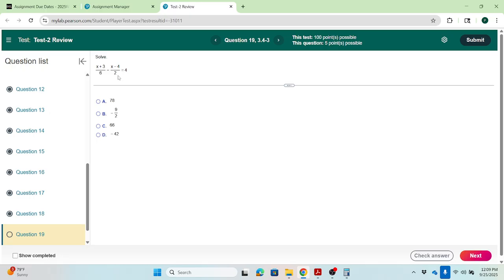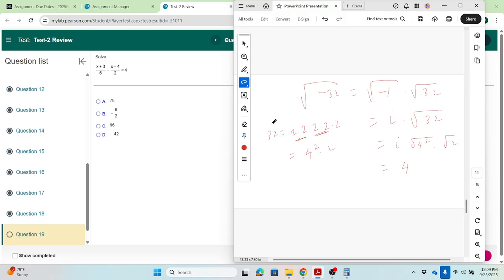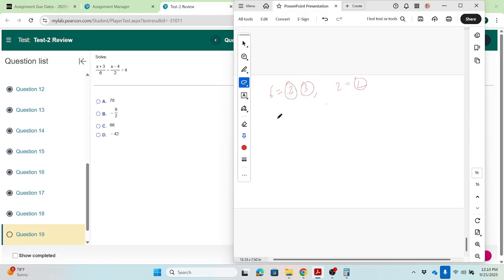Solve this rational equation. You have to multiply both sides by the LCD, and then you are going to get the answer. In this case, the LCD is 6. 6 is 2 times 3 and 2 has just a 2, so the LCD is the common factor and then the leftover, which is 3. So the LCD is 6, and we multiply both sides of this equation by 6. That gives us 6 times (x plus 3) divided by 6, minus 6 times (x minus 4) divided by 2, and 6 times 4.